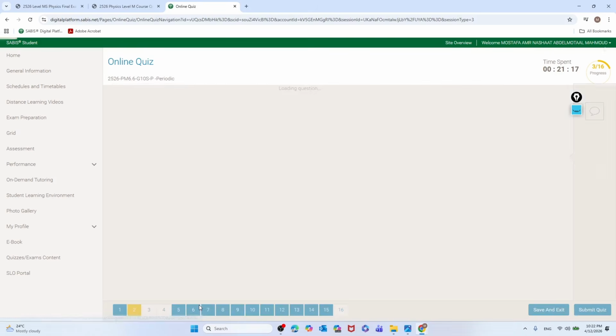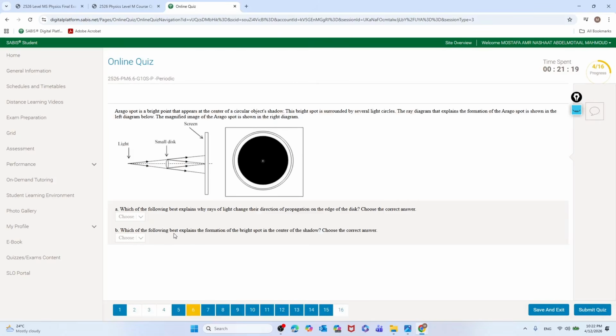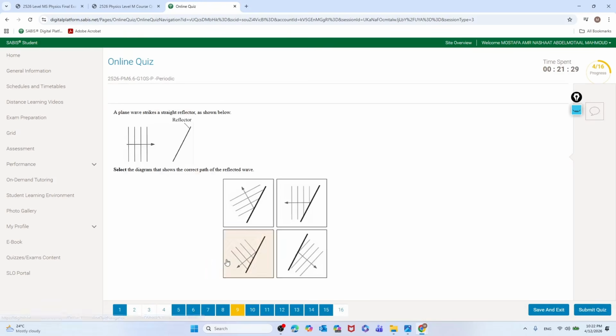Question 6. Oh no, I still didn't explain this part. Question 9. A plane wave strikes a straight reflector as shown below. So here.